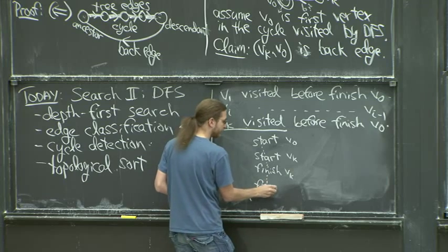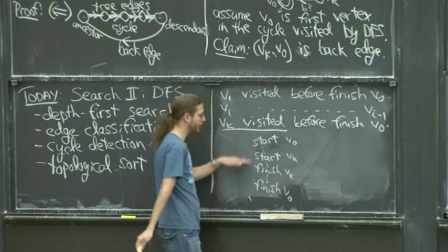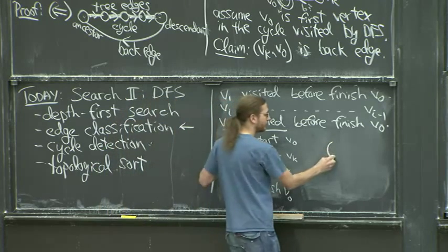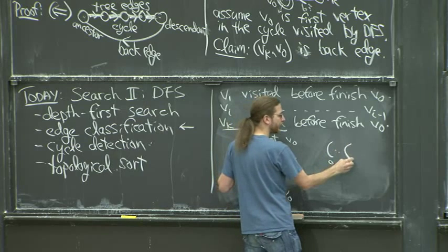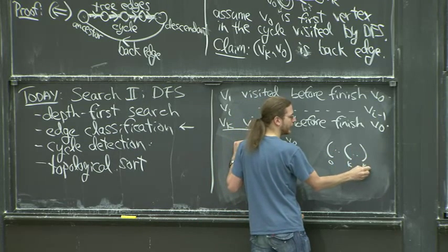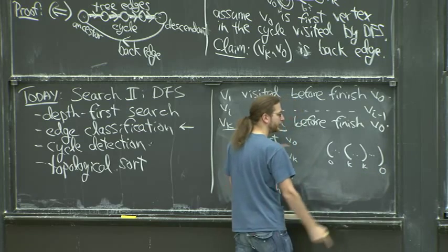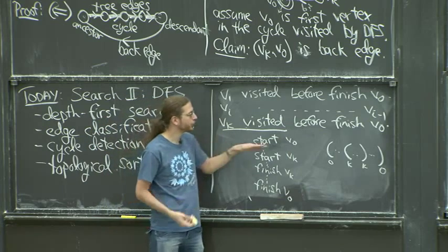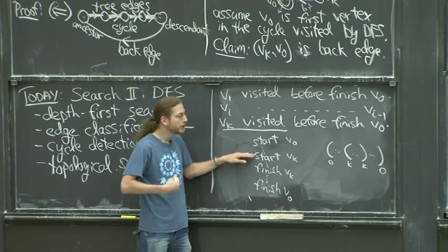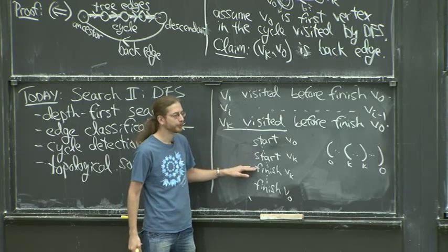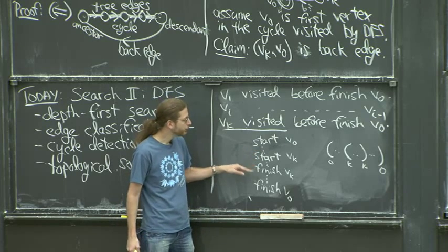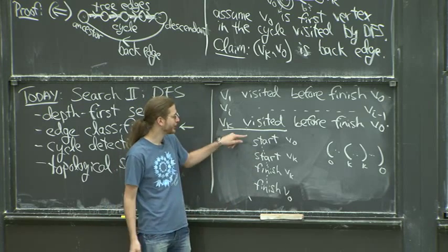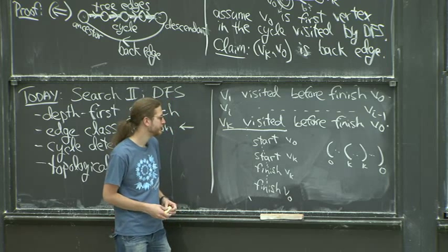Then we'll finish v0. This is something the textbook likes to call, and I like to call, balanced parentheses. You can think of it as we start v0, then we start vk, then we finish vk, then we finish v0. And these match up, and they're balanced. Depth first search always looks like that, because once you start a vertex, you keep chugging until you've visited all the things reachable from it. Then you finish it. You won't finish v0 before you finish vk, because it's part of the recursion. You can't return at a higher level before you return at the lower levels.